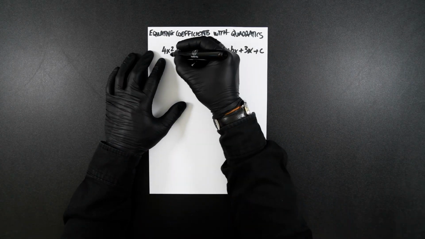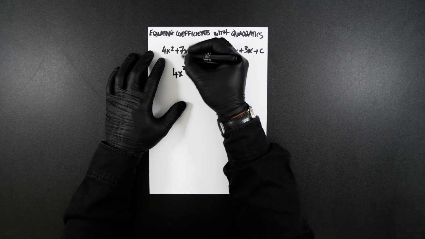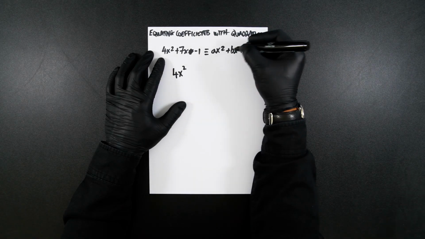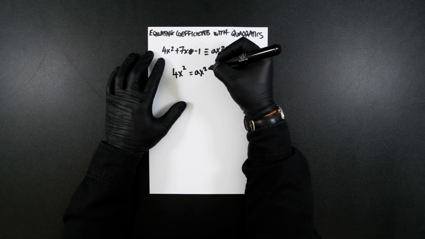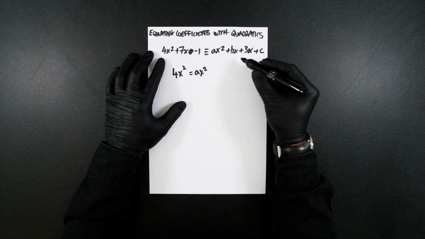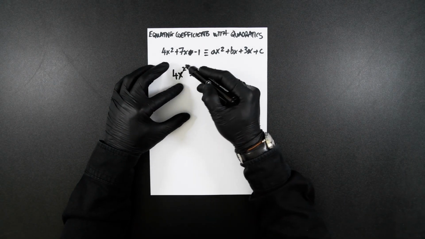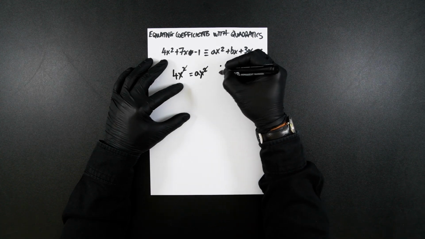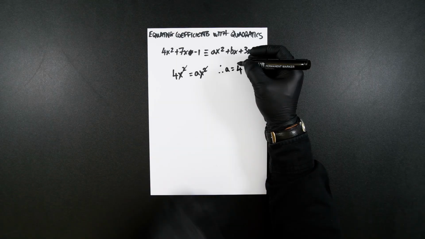So for example, we look here on the left-hand side, everything with an x squared is 4x squared. There's no other x squareds. And on the right-hand side, we've got ax squared. So we can make them equal. There's nothing else here which is x squared. If we now divide everything by x squared, this and this is going to cancel out, and therefore we're going to get a equals 4. So we found out what one solution is.